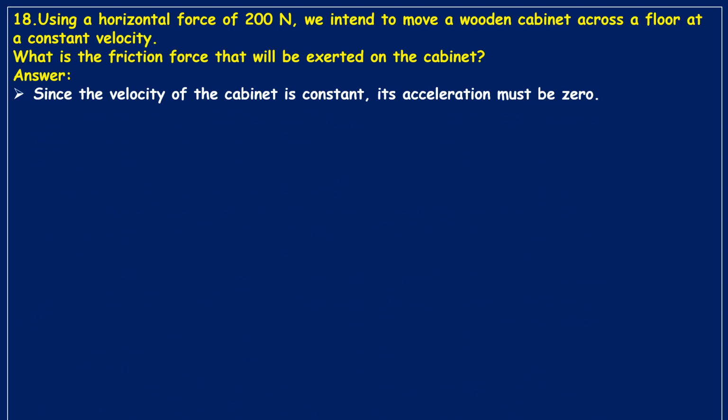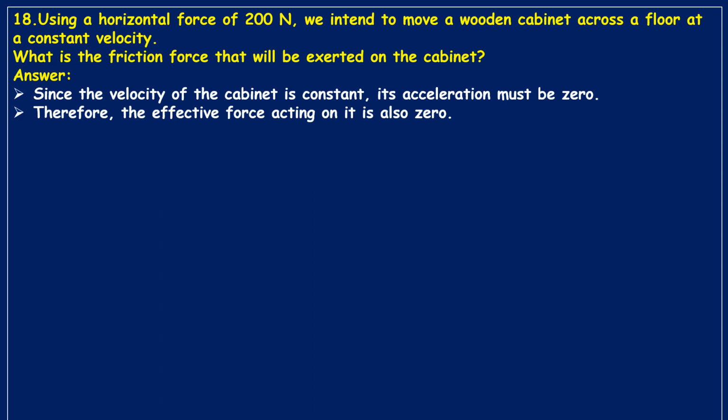Since the velocity of the cabinet is constant, there is no change in the velocity. Hence, its acceleration must be zero. No acceleration at all. Rate of change of velocity is called acceleration, but here the object is moving with constant velocity, so there is no chance of acceleration. So the acceleration of that object is zero. Therefore, the effective force acting on it is also zero.